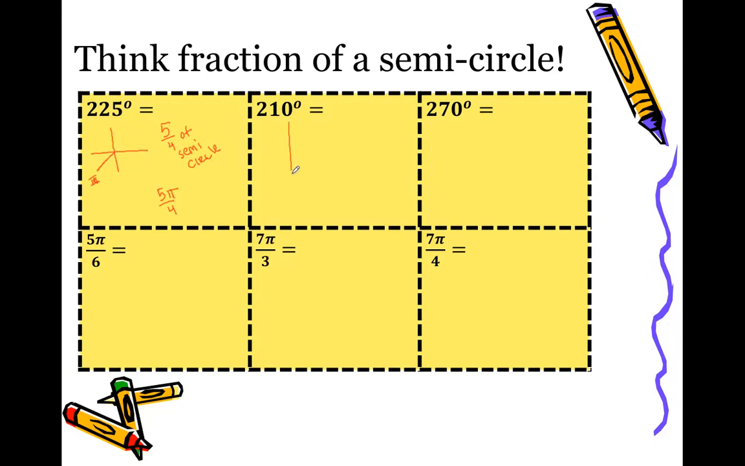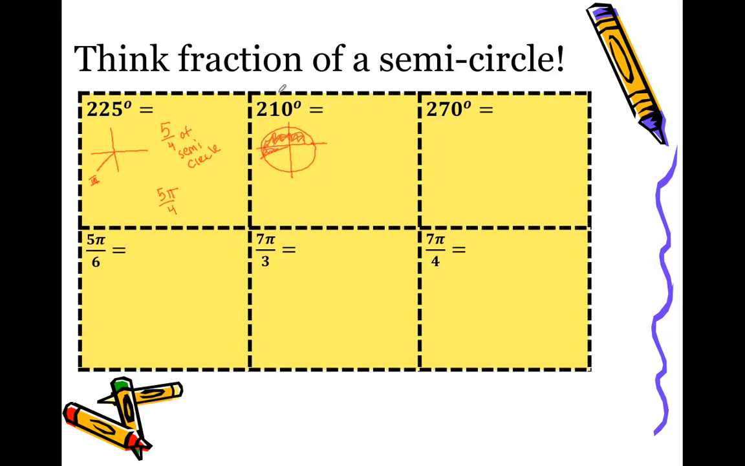What about 210? Where's that going to end up? Well, I start here, I go around. It's going to end up like right here. That's 30 degrees more. So, right, because this is 180. That's halfway around. Here's the semicircle we're thinking about. Right, so it's all of this and then a little bit more. It's going to be more than pi, but we want to go 30 degrees more. So let's think about that piece of it.